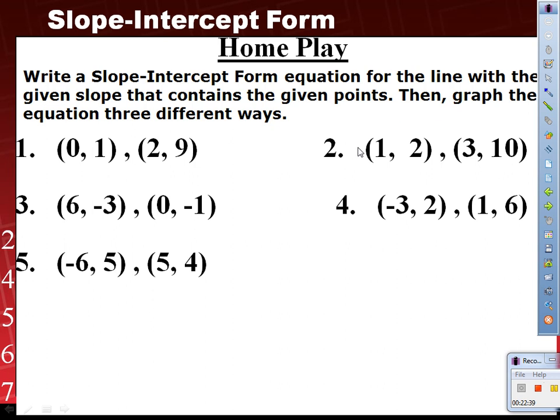Anyways, your homework for tonight is these 5 problems, graphed 3 different ways. There is tutoring again. Therefore, if I don't see you guys tomorrow, bye.